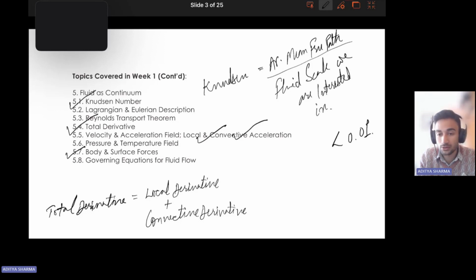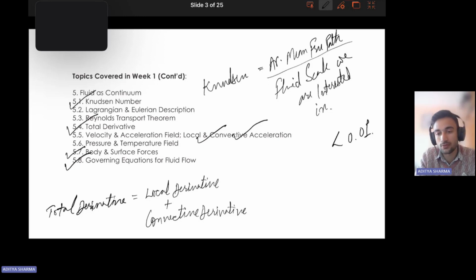Then there are surface forces that are of utmost importance, right? So pressure forces and shear forces. These two forces come under surface forces. So these are the forces in the momentum equation.